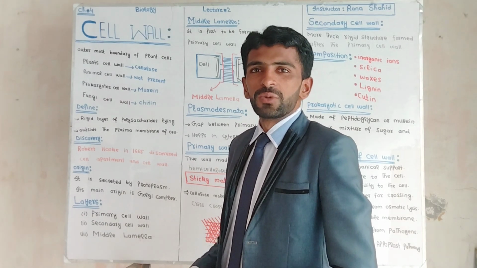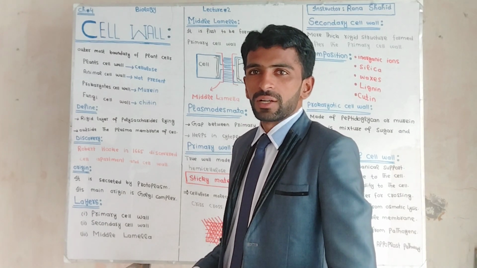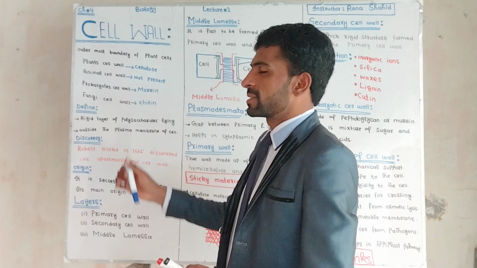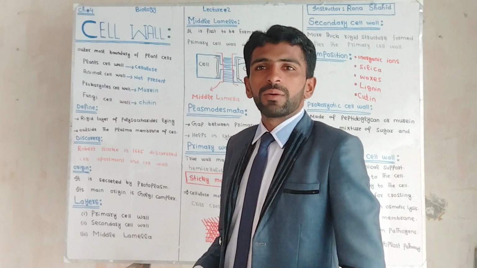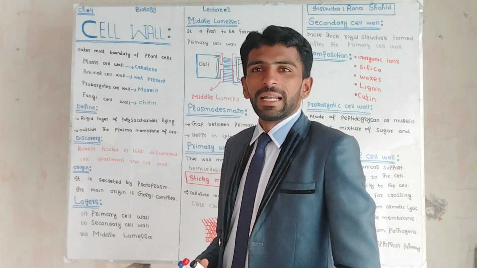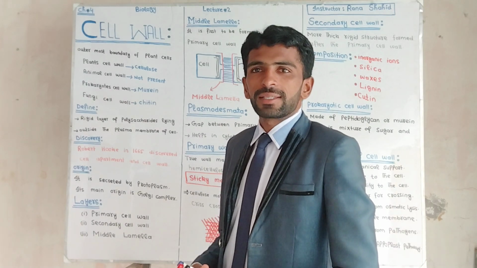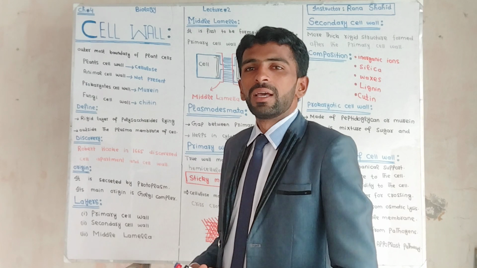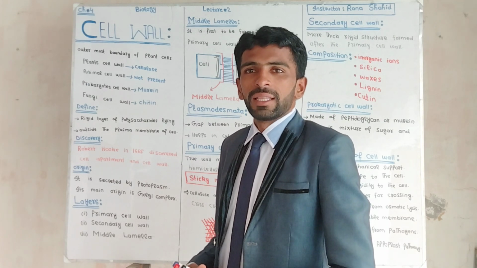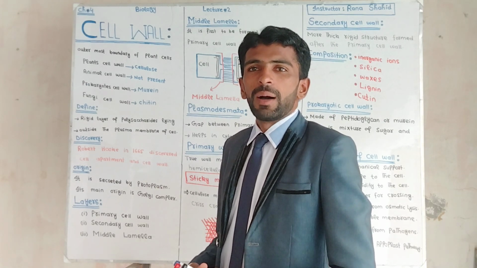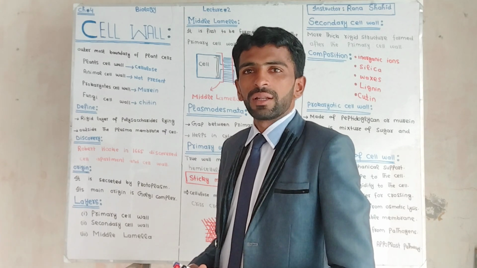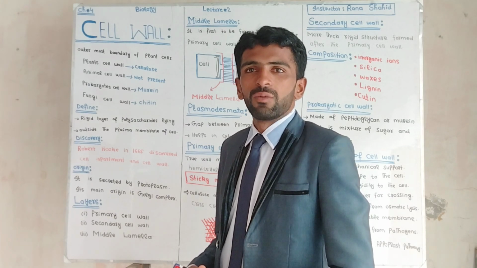Dear students, today we will discuss our main topic, which is known as the cell wall. In this topic we will discuss the layers of the cell wall: what is the primary cell wall, secondary cell wall and tertiary cell wall, and the middle lamella. We will also discuss the structure, function and composition of the cell wall.